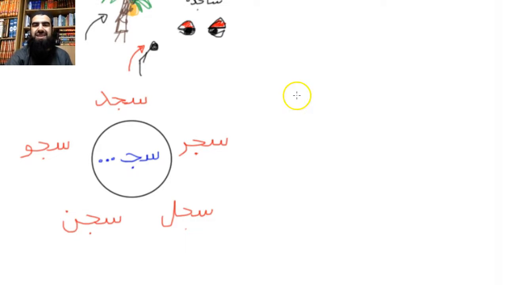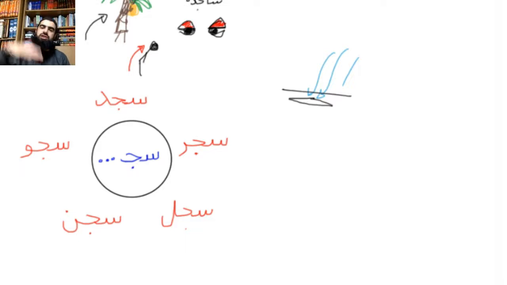So the next one is sajara. Now, ra at the end. Remember, dal has more of a heavy sound, and ra has more of a flowing sound. So keep that in mind. There's a little hint there. So imagine there's a ditch and water is poured down from the sky or from a high place, and that ditch becomes filled with water.